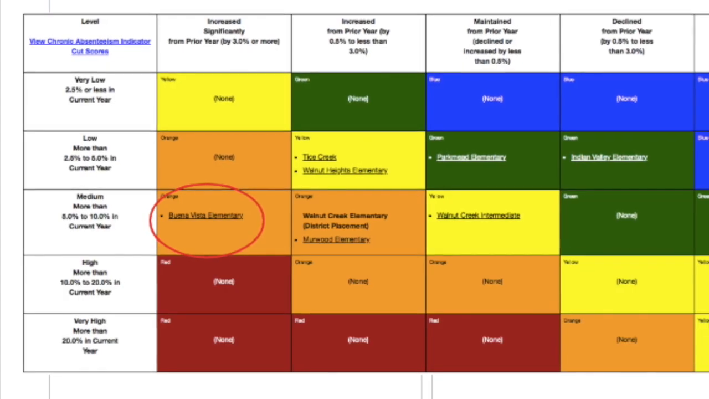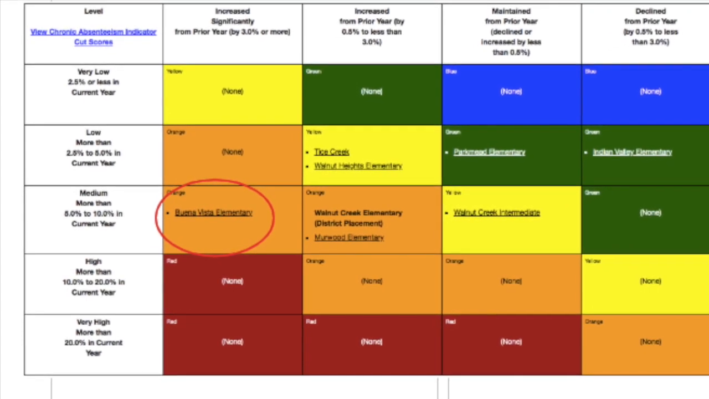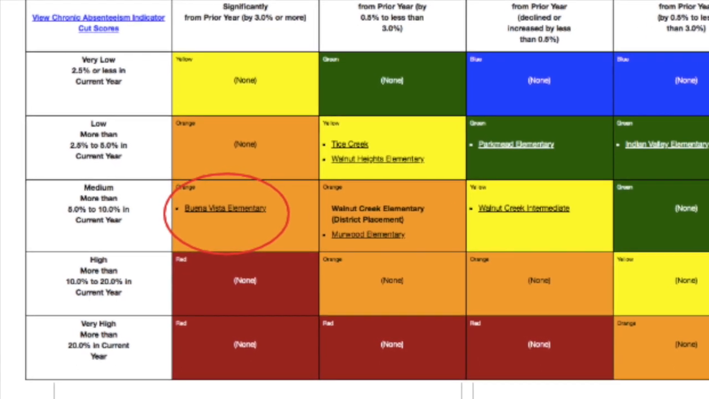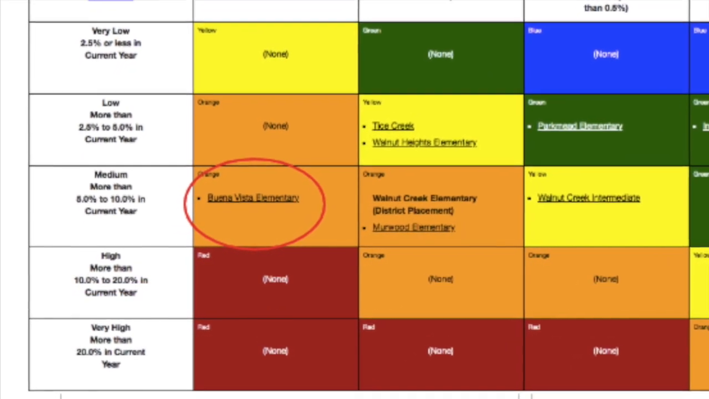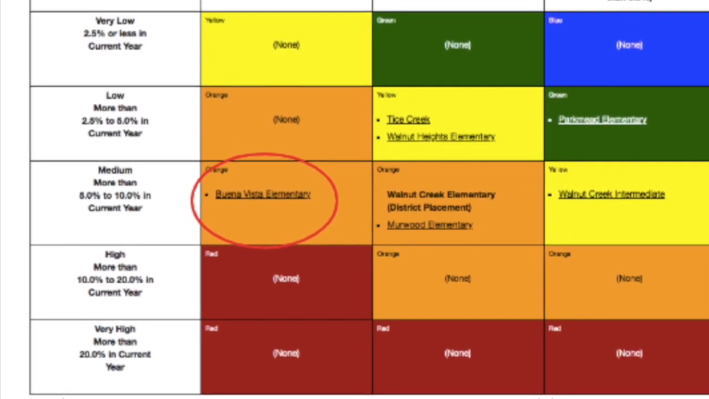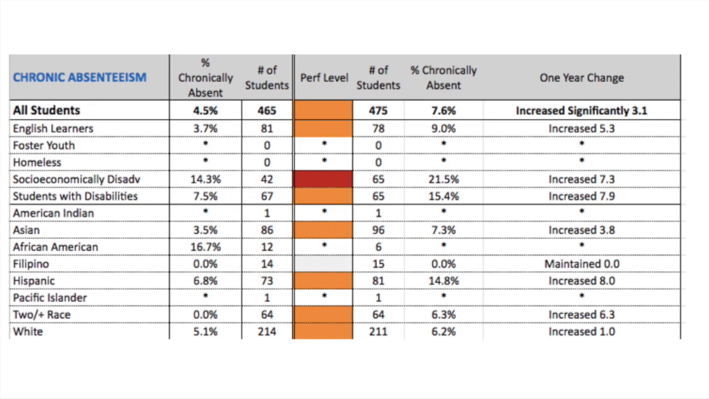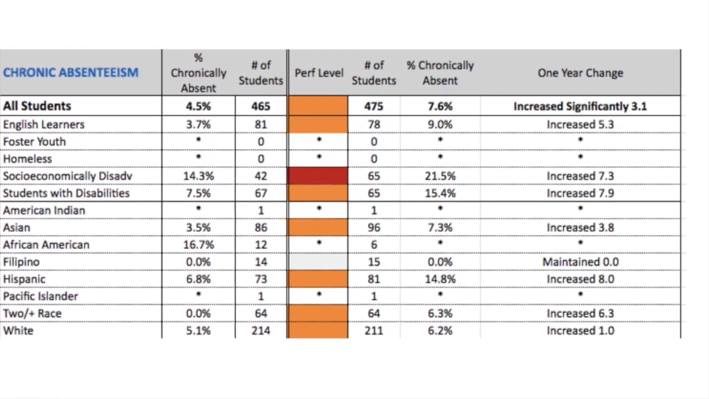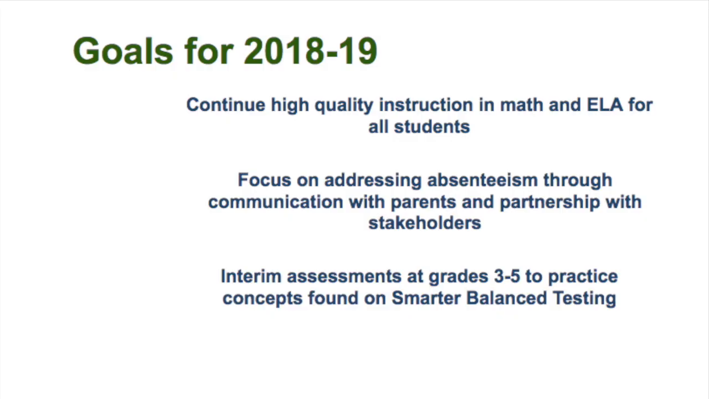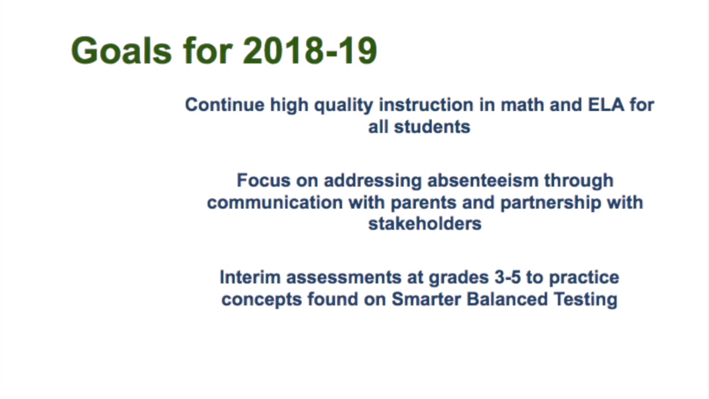This is our current position on the 5x5 matrix. We are considered moderate compared to other schools in California, but we are in the significantly increased category. This is definitely a focus area for school improvement. As you can see by our subgroup chart, every subgroup increased in their chronic absenteeism. The information shared today has now officially been shared with all stakeholders for Buena Vista.